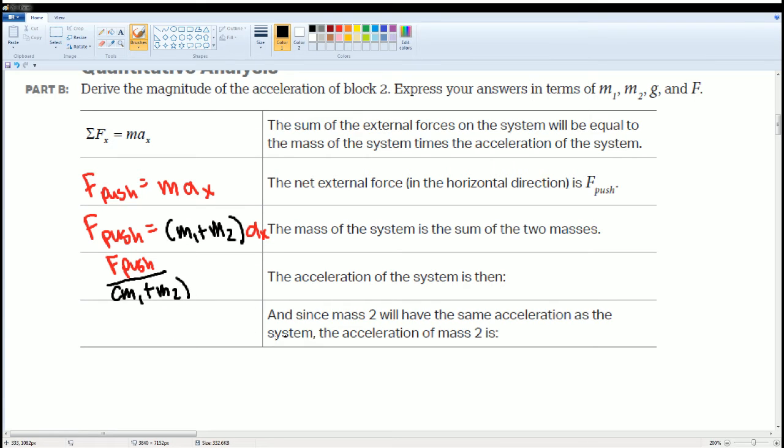They can just say, since mass 2 will have the same acceleration as the system, you could write this is equal to the acceleration in the x. You can write that a2 has the same acceleration as F push divided by m1 plus m2. Now we could look at the third one.